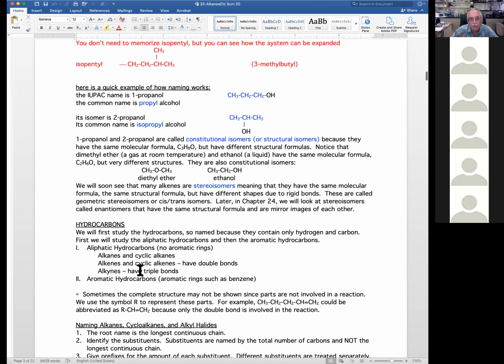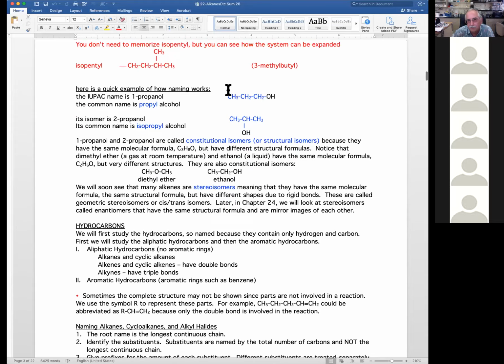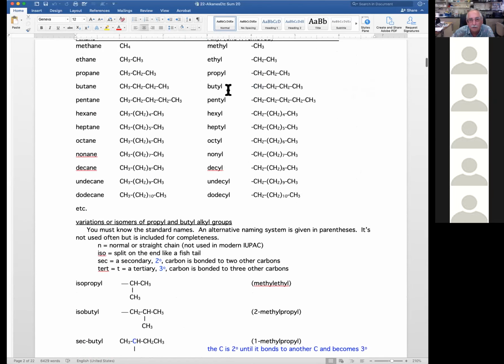Here's just a quick way to see how naming works. So the IUPAC name for this right here is called 1-propanol. Well, here is propane, right? The root is propane. But if I take 1 hydrogen off, it becomes propyl. But it's still got 1 more place to bond, doesn't it? So if I put a hydrogen on there, it becomes propane.